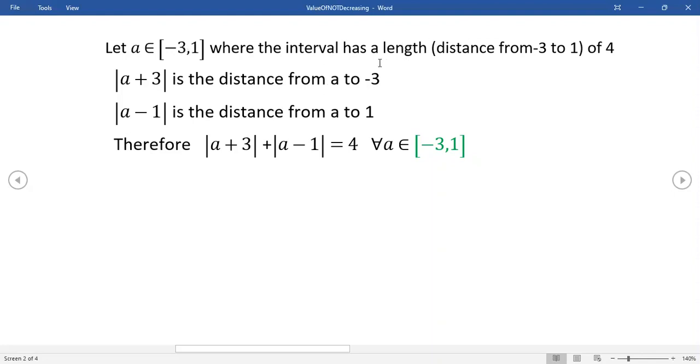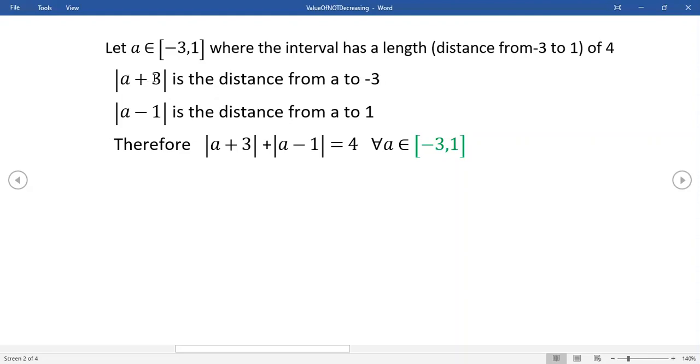A key thing to notice here is that the length of this interval is a distance of 4. -3 to 1 has a length of 4, right? Three on the negative side and then 1 on the positive side. Now remember the interpretation of absolute value: the absolute value is distance. So the absolute value of a plus 3 is the distance from a to -3. That's a little confusing, but just think about -1. If you put -1 in, you know that -1 is only 2 away from -3.